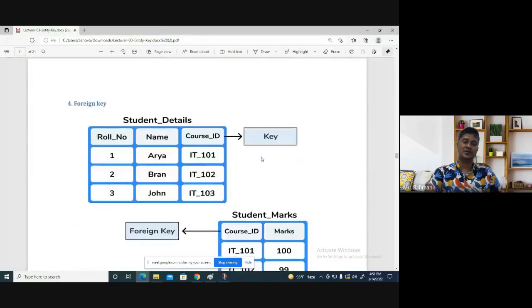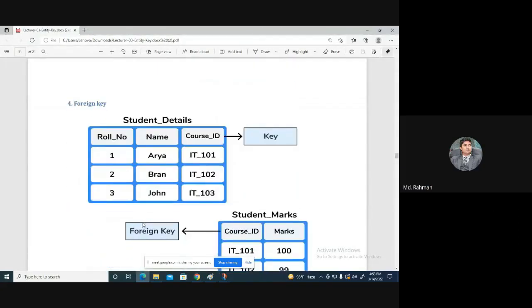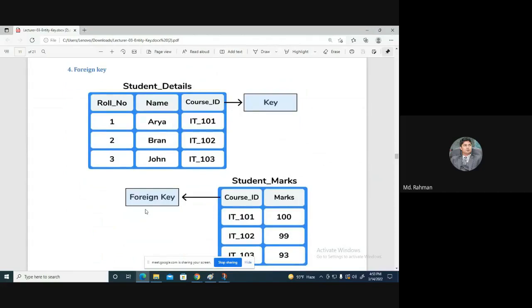Now we are talking about the foreign key. Well, the next one is the foreign key. Suppose you have a table of student details and you have another table that is the student marks. If you have two tables, if I ask you, Sanjana, what course did you take in this semester? Or what are your marks for each course? Sanjana, can you tell me?